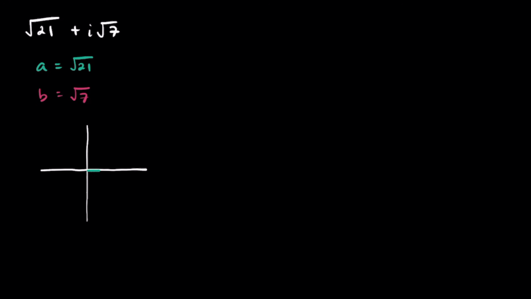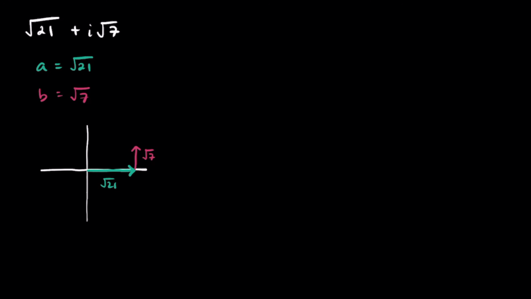Let's say we have the square root of 21 plus i root 7. Our a value, or our left and right, is going to be the square root of 21, and our b value here is going to be the square root of 7. Making a quick sketch here, we can take a look at what this looks like. Let's say root 21 is going to be going in this direction. Put that right over here. And root 7 is a smaller number than root 21, so I'll put that right over here and not go up as much.